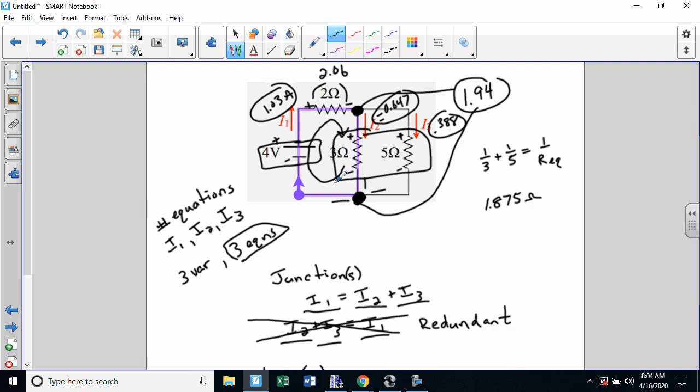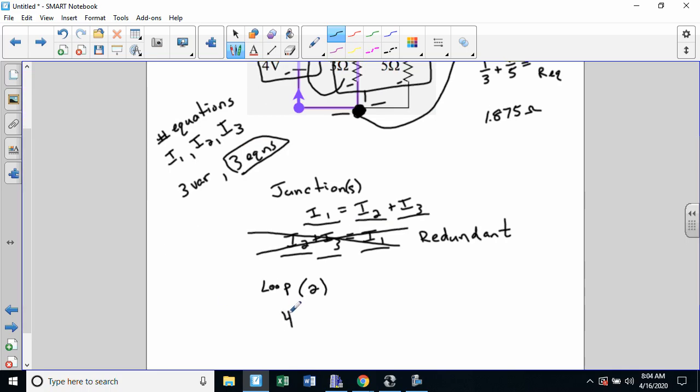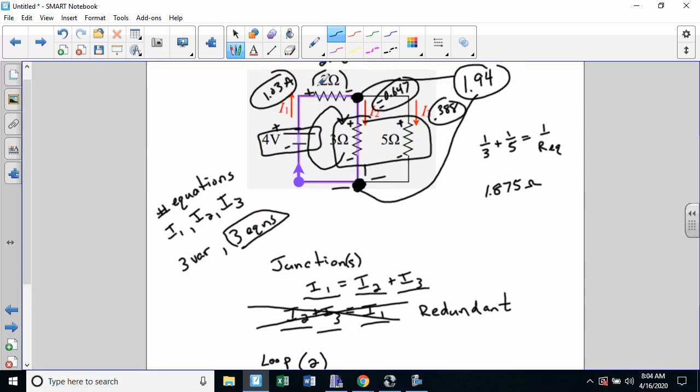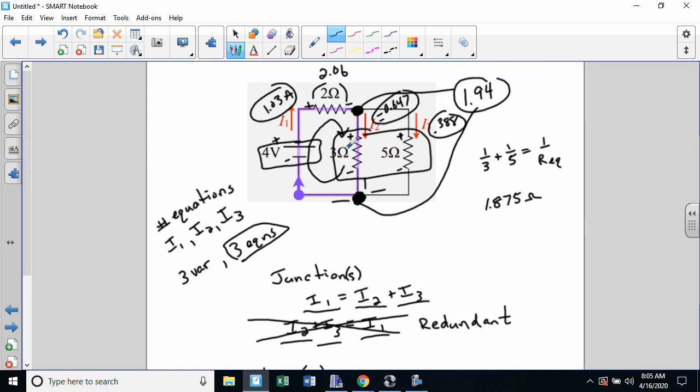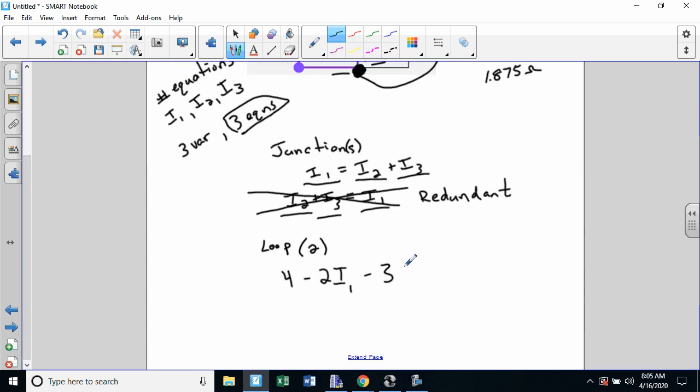Okay? So going clockwise in the left loop, when I get to the battery, it's a raise of 4 volts. When I get to the 2 ohm resistor, I'm going from the high side to the low side. So that's going to be a drop. And again, let's pretend that I don't know what I1 is yet. So the voltage here on the 2 ohm resistance is I times R. I1 times the resistance of 2 ohms. And as I go through the 3 ohm resistor, again, high side to low side, because I'm going clockwise, this is a drop. And this is a drop of 3 times I2. And all of the voltages have to add up to 0 in a closed loop.